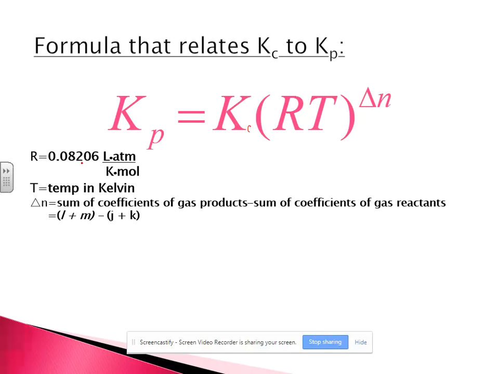The R we use here is the regular ideal gas law R, 0.08206 liter atmosphere per Kelvin mole. The temperature does have to be in Kelvin, again, to get your units to cancel here. And delta N, this value that's raised, is equal to the sum of the gaseous product coefficients minus the sum of the coefficients of the gaseous reactants. If you go back to that original equation where the coefficients were J, K, L, and M, you only use gases, that's very important, and you take L plus M and J plus K, and then you subtract.